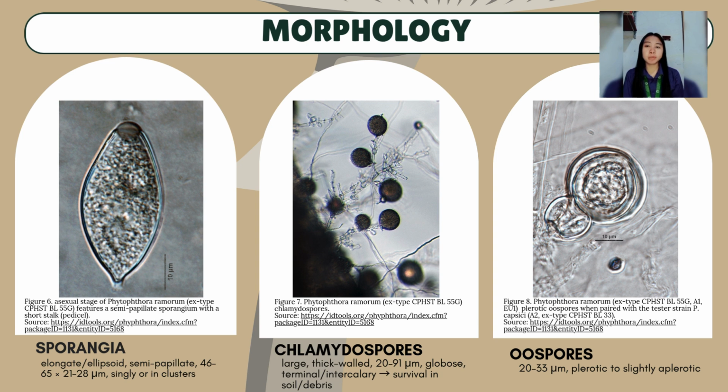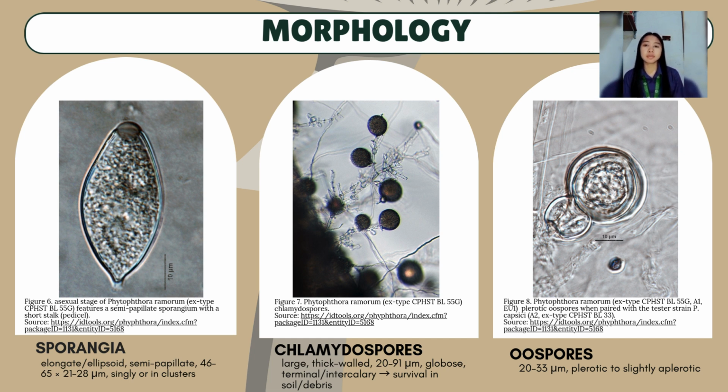Microscopically, Phytophthora ramorum is characterized by specialized structures that support reproduction and survival. First, it produces elongated to ellipsoid sporangia, which are semi-papillate and can form individually or in clusters. These are responsible for asexual reproduction and release infected zoospores. Second, the pathogen forms large globose chlamydospores with thick walls.